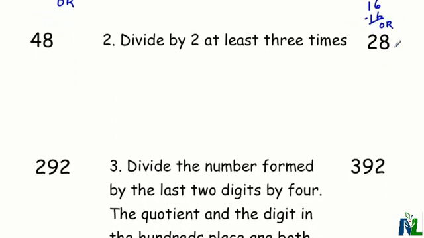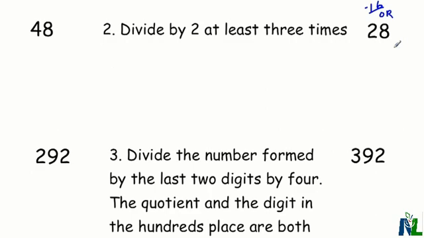The next strategy I can use is to divide by 2 at least 3 times. Let's try this strategy with the number 48. 48 divided by 2 is 24. 24 divided by 2 is 12. And 12 divided by 2 is 6. Because I can divide by 2 3 times, this lets me know that 48 is divisible by 8.